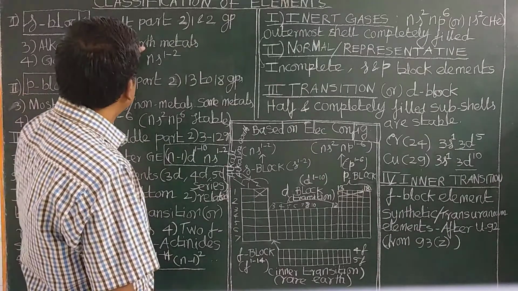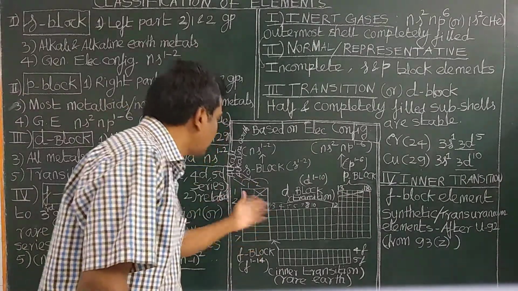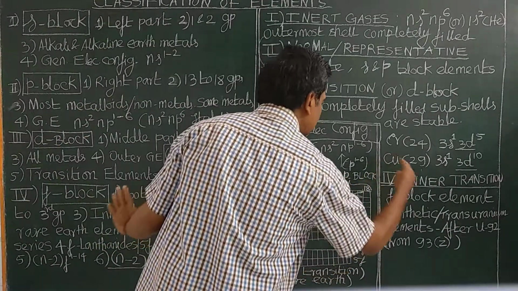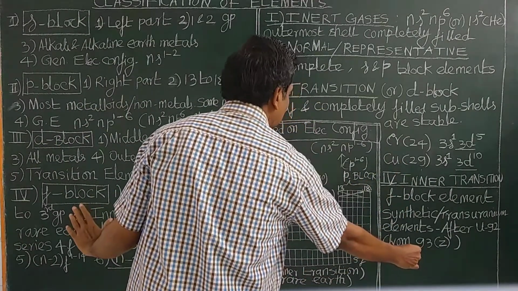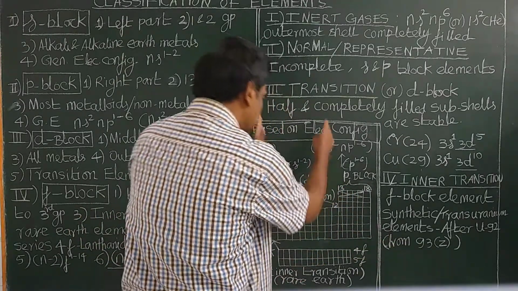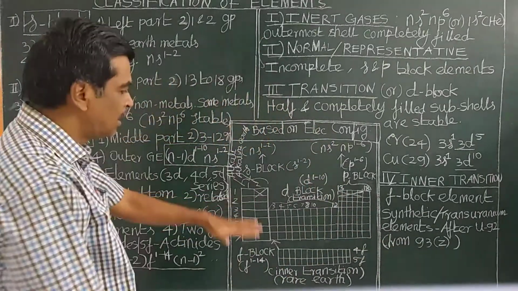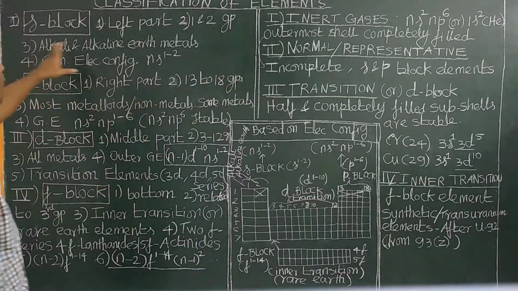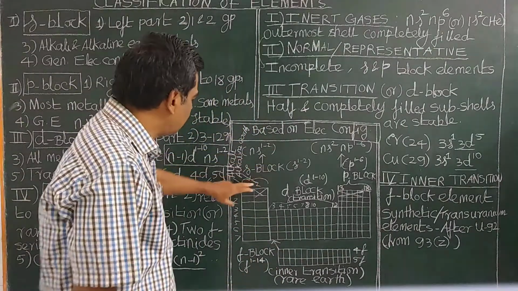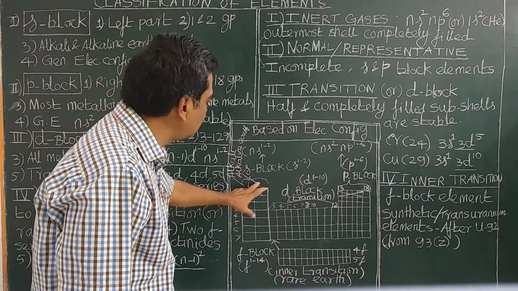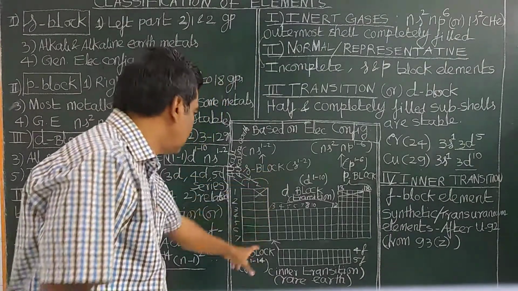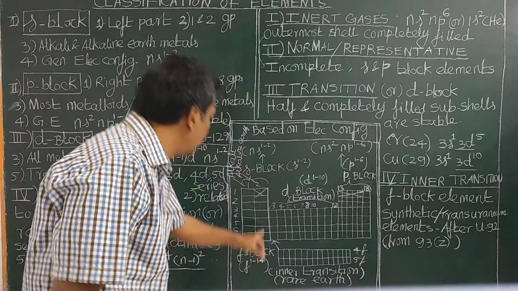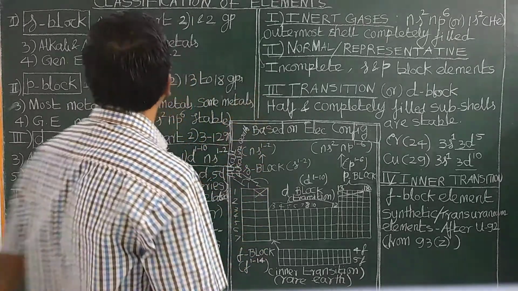The S block elements are present in the left part of the periodic table, whereas P block elements are present in the right part, D block elements are present in the middle part, and F block elements are placed at the bottom of the periodic table. S block elements consist of group 1 and 2 elements. Group 1 elements are called alkali metals and group 2 elements are called alkaline earth metals.